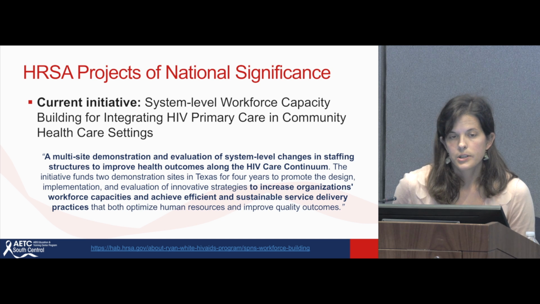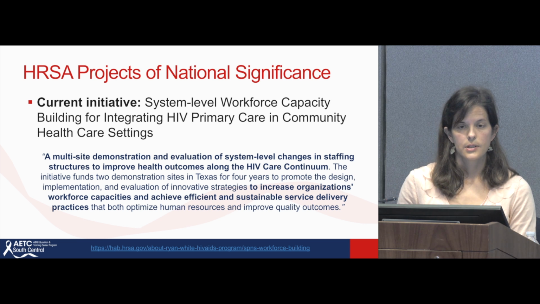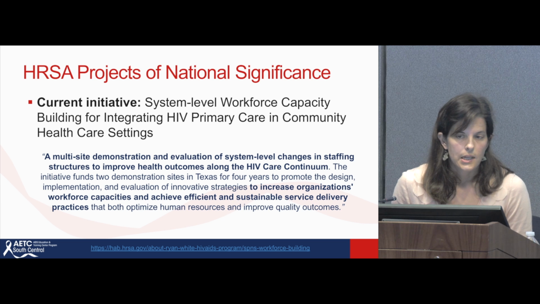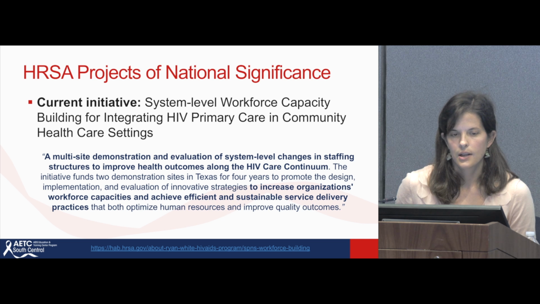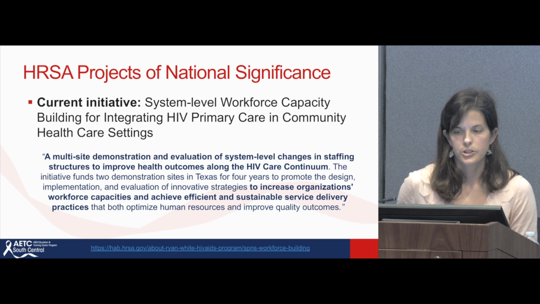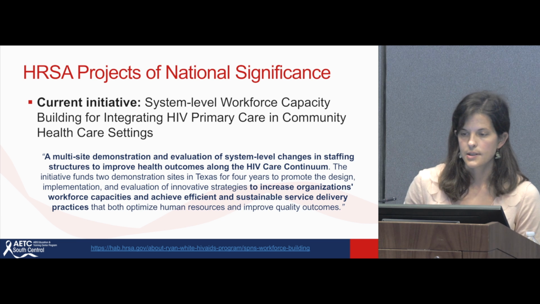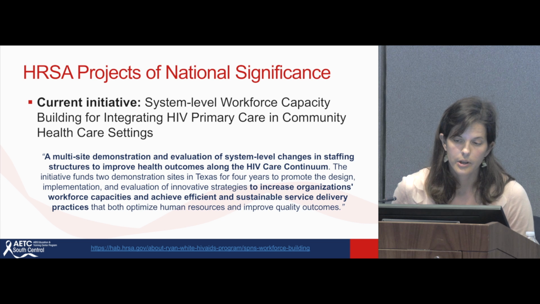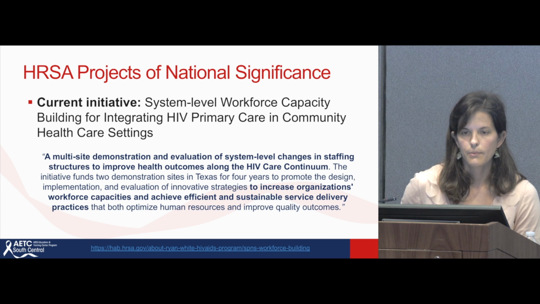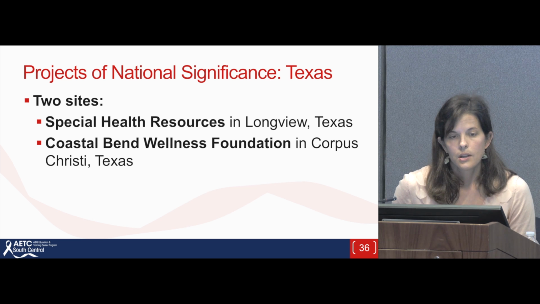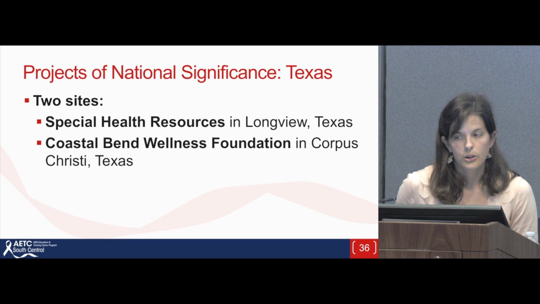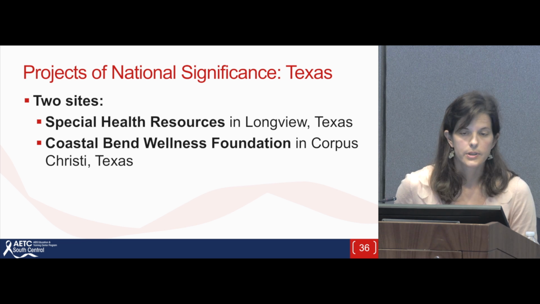So currently, practice transformation is being evaluated by the projects of national significance. And so these are HRSA projects. The current initiative is entitled the System-Level Workforce Capacity Building for Integrating HIV Primary Care in Community Healthcare Settings. And it's a multi-site demonstration project that evaluates the system-level changes in staffing to improve health outcomes along the HIV care continuum. In Texas, there are 2 sites that are actual projects of national significance and are currently being evaluated in a 4-year demonstration project. The 2 sites are the Special Health Resources in Longview and then the Coastal Bend Wellness Foundation in Corpus Christi.